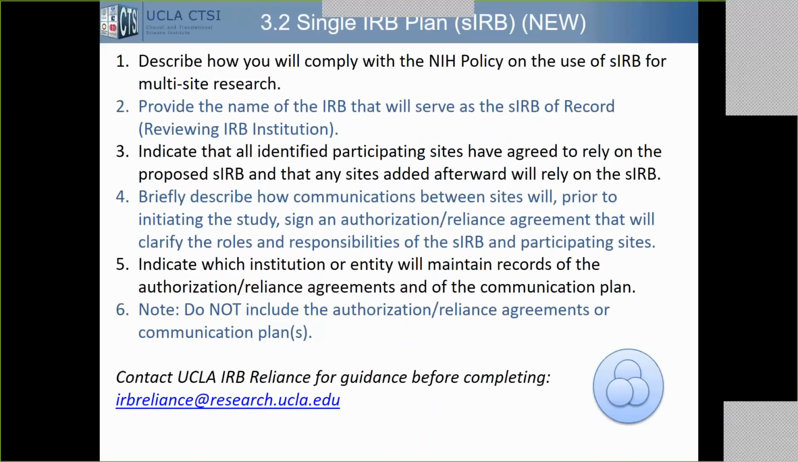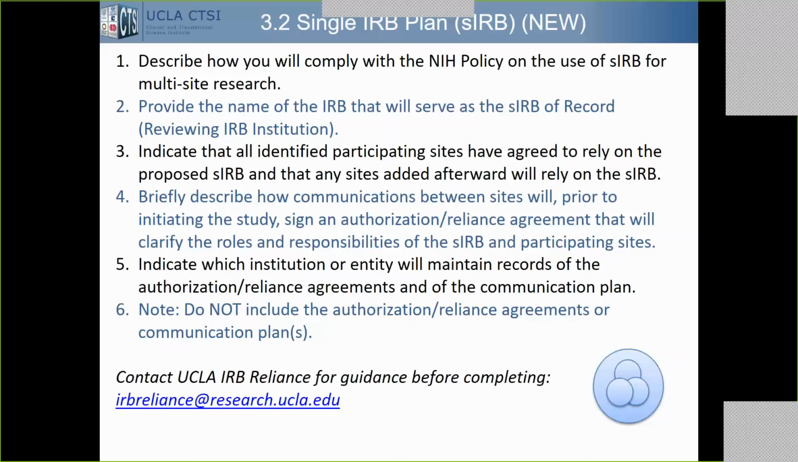So another new requirement that we've talked about earlier is the single IRB plan. This is a new requirement for all NIH applications that involve multiple domestic performance sites. Basically they're looking for you to describe how you'll comply with the NIH policy on the use of single IRB for multi-site research. You need to provide the name of the IRB that'll serve as the single IRB of record, otherwise known as the reviewing IRB institution, which in most cases will probably be UCLA if the PI is submitting from UCLA, but not always.